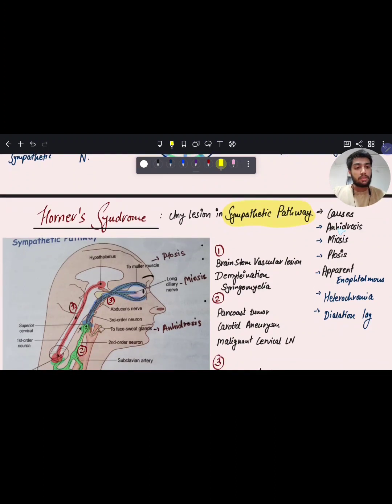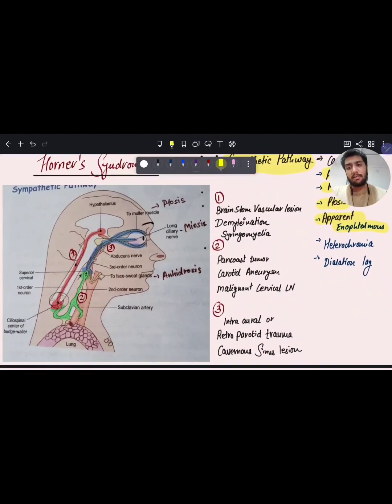So this is going to cause anhidrosis, that means loss of sweating, because you all know when you are sympathetically active you will sweat because sweat glands are stimulated by sympathetic cholinergic system, है ना. तो you will have anhidrosis, you are gonna have miosis, that means constricted pupil, you gonna have ptosis, you gonna have apparent enophthalmos, मतलब ऐसा लगेगा कि आंख अंदर चली गई है. You will be having heterochromia, means different colors of the eye, different color of the pupils, and you gonna have dilatation lag. And these are all the features of Horner syndrome.